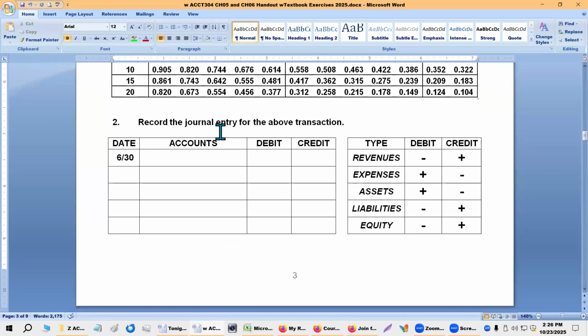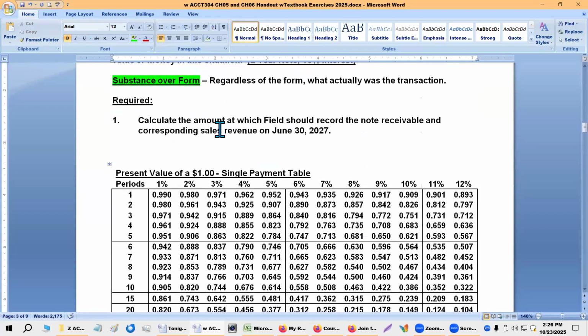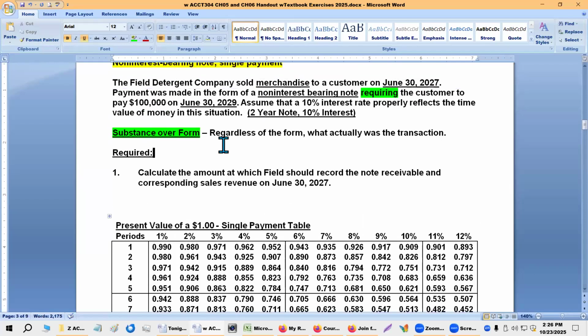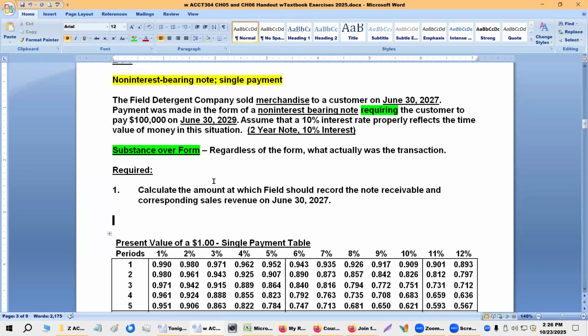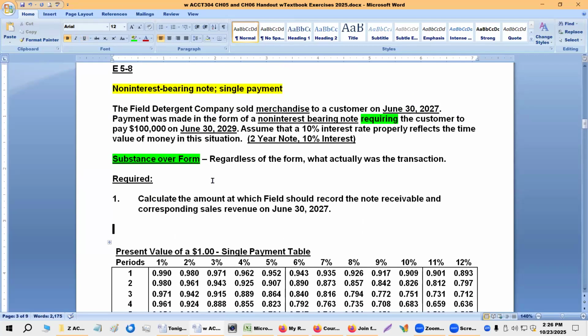Okay, so let's see what this would look like. We have to discount that 100,000. I'm saying crazy numbers. It's note receivable, $100,000 times, we're going to see what that's worth today. It's the 2 years, right? So 2027 through, that's 2 years.